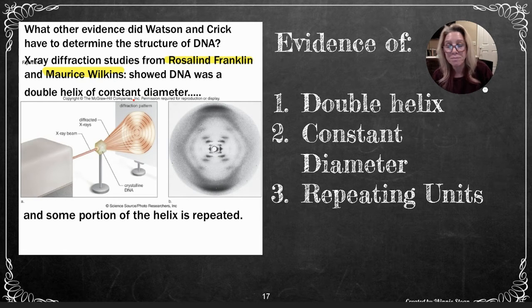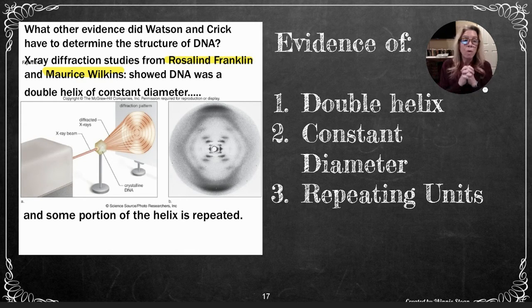And let me tell you what she did. She would take crystallized DNA and x-ray it, just like if you broke your leg and you got it x-rayed, and it made this pattern right here of an x-ray. And from this, they knew that it was a double helix. She deduced that DNA had to be a double helix, that it had to be of constant diameter, and that there were repeating units. That's what she could tell. All right, so on your notes, for Rosalind Franklin: produced X-ray diffraction photographs and showed that DNA is a helix, constant diameter, and has repeating units.